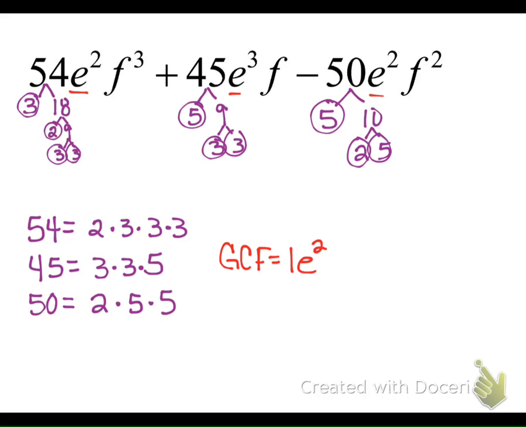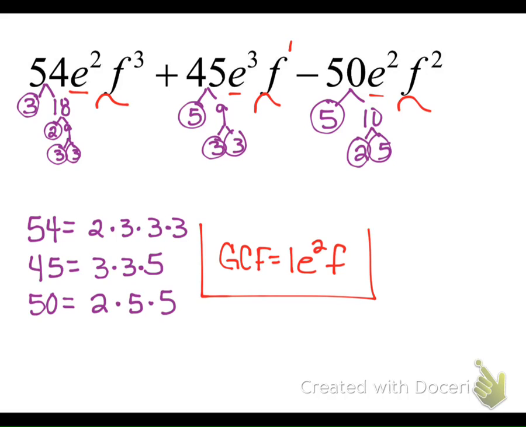So then I look to see, do they all have an F? Yep, they sure do. So again, I pick the F with the smallest exponent. So I have F to the third. I have F by itself, which is like F to the first, and F to the second. Which one's smallest? F to the first, which I would write just as F.